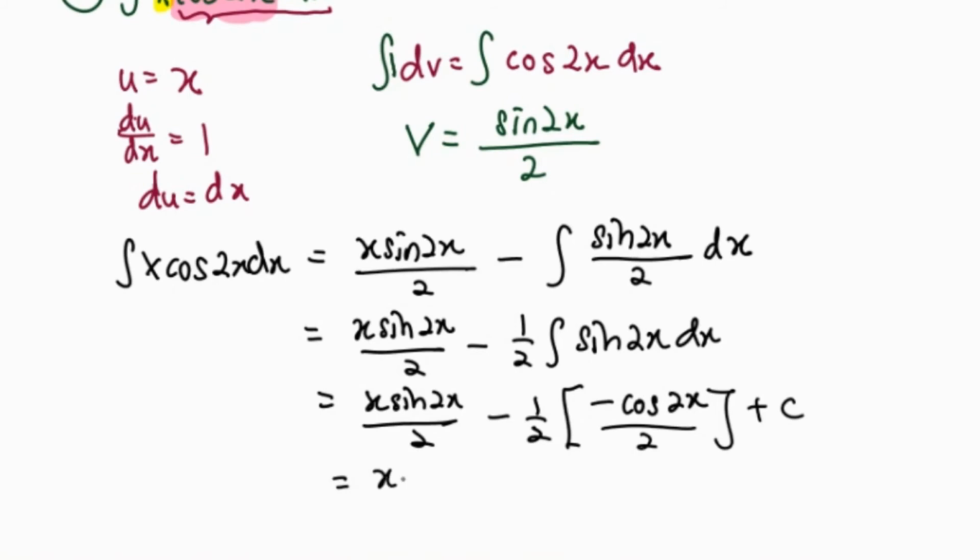Finally, simplify our answer by expanding this negative 1 over 2. So negative times negative, positive 1 over 4.